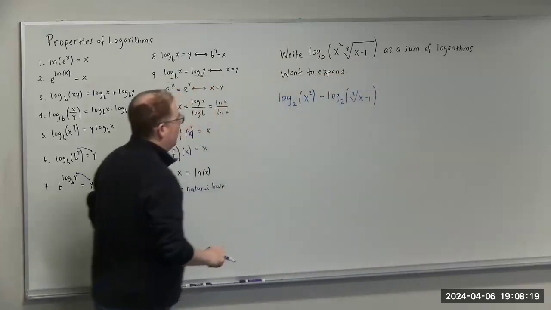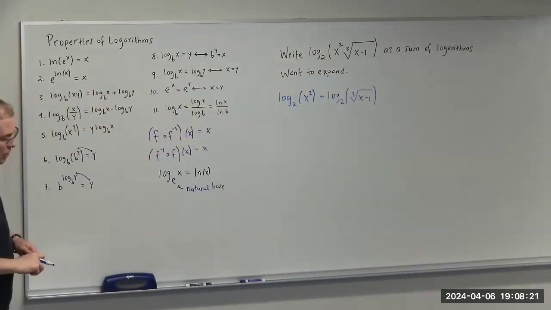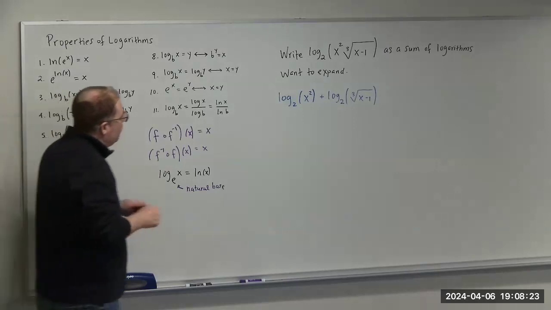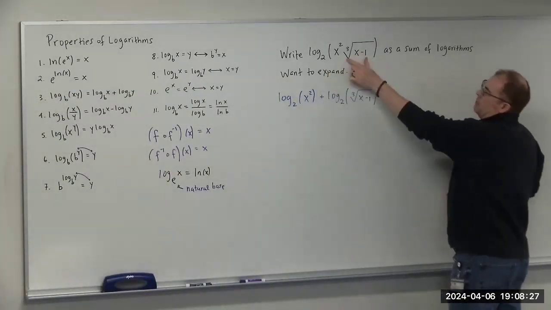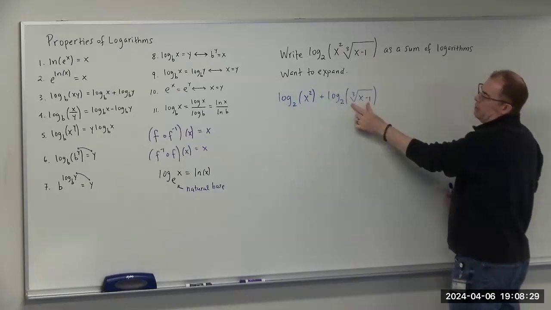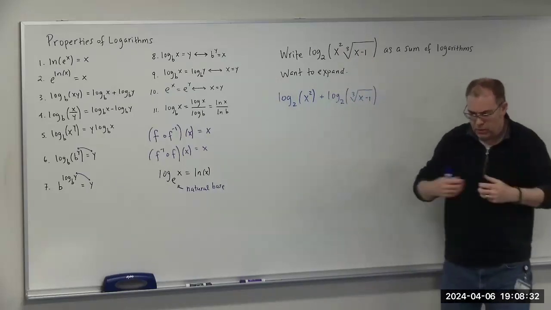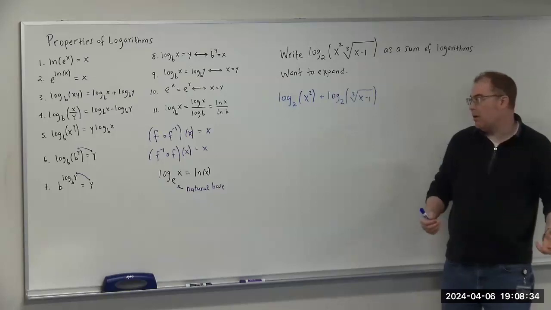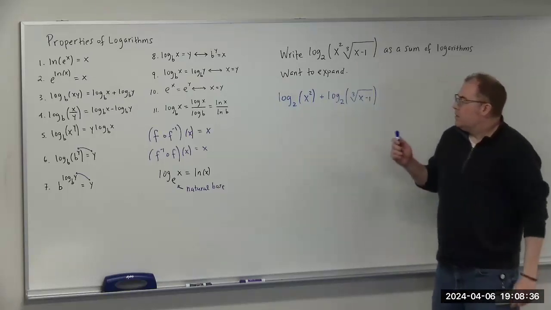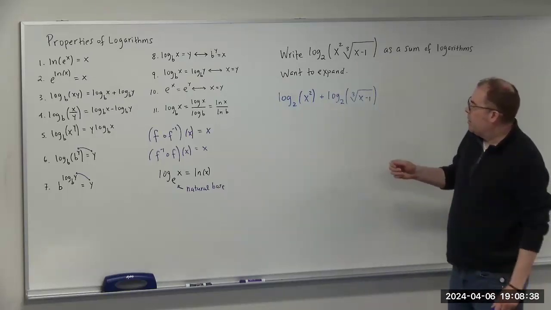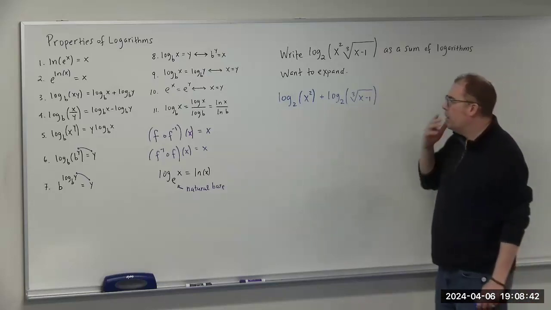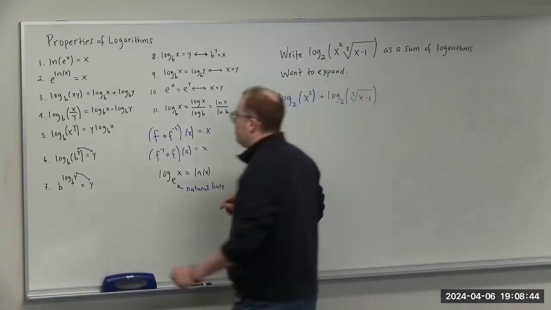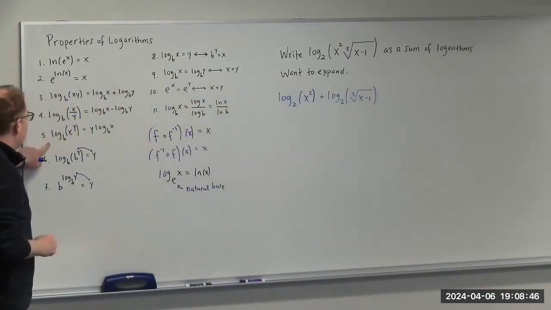Okay. So we take log of each part. First one, x squared, this one here. This is what we call expanding. We're expanding the log. The next thing is that ideally we can simplify this some more, and if we take a look, we can utilize number 5.